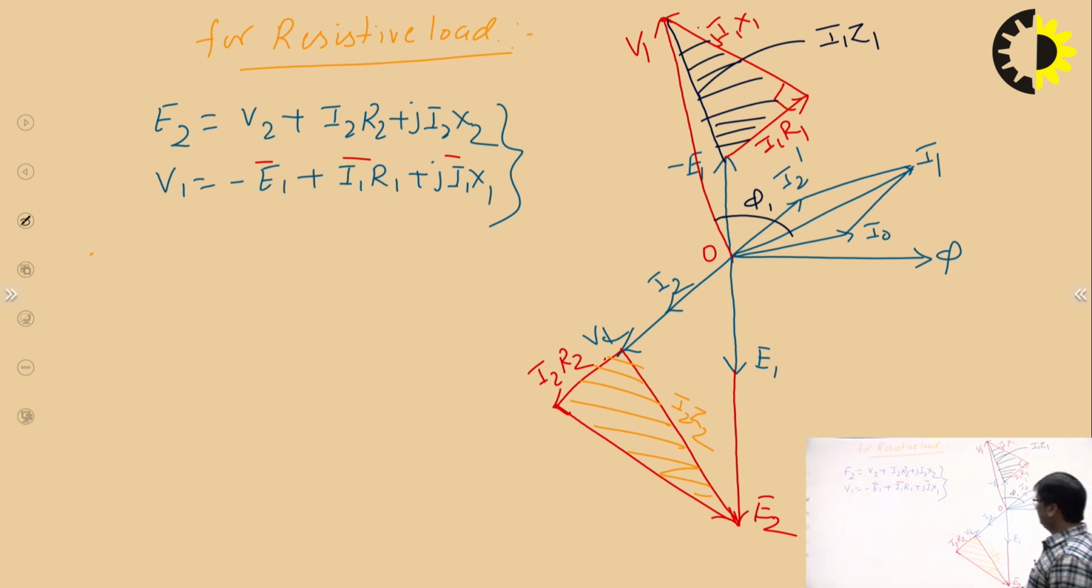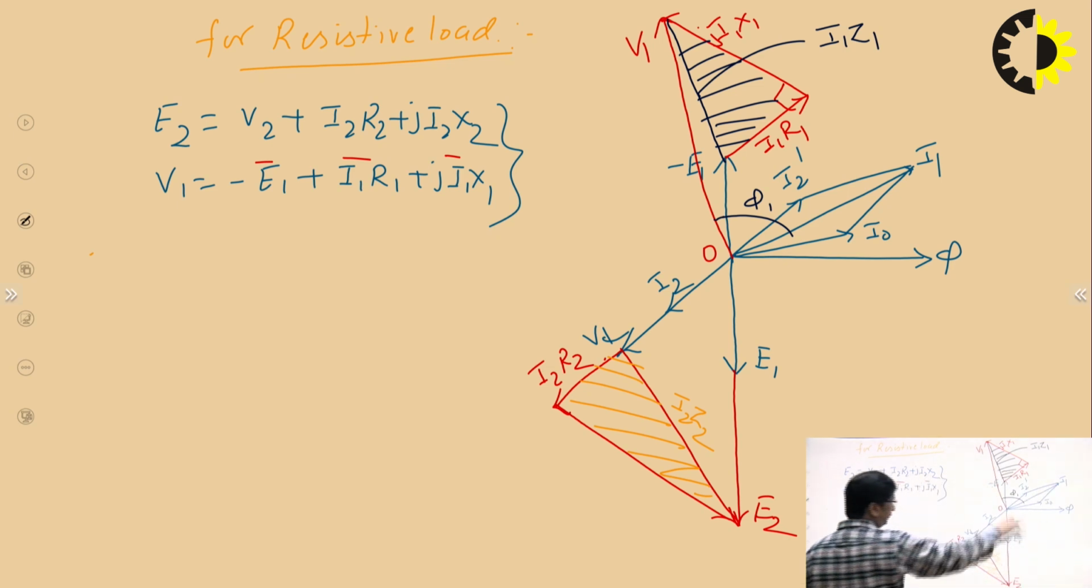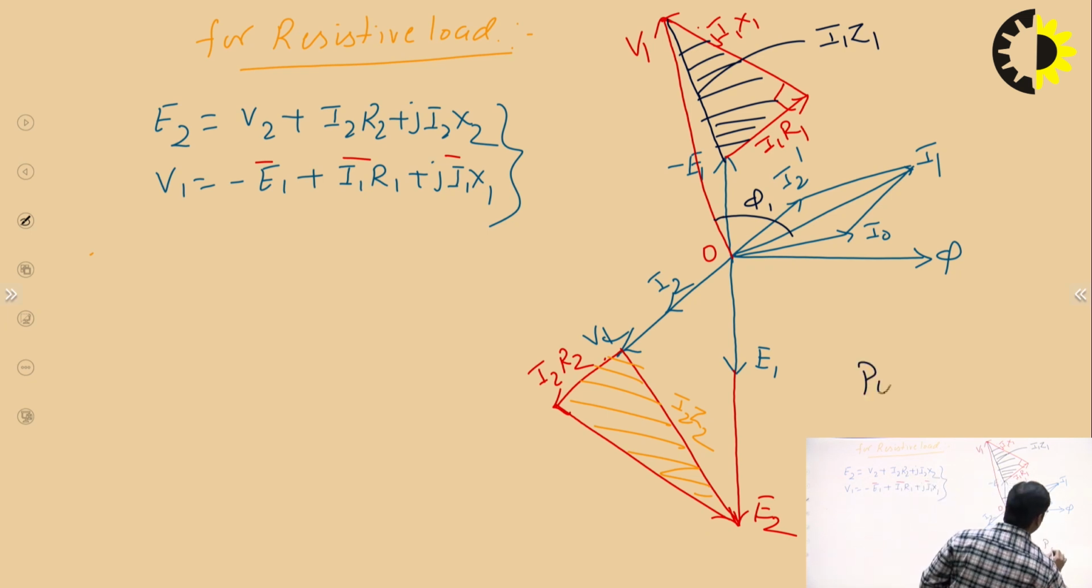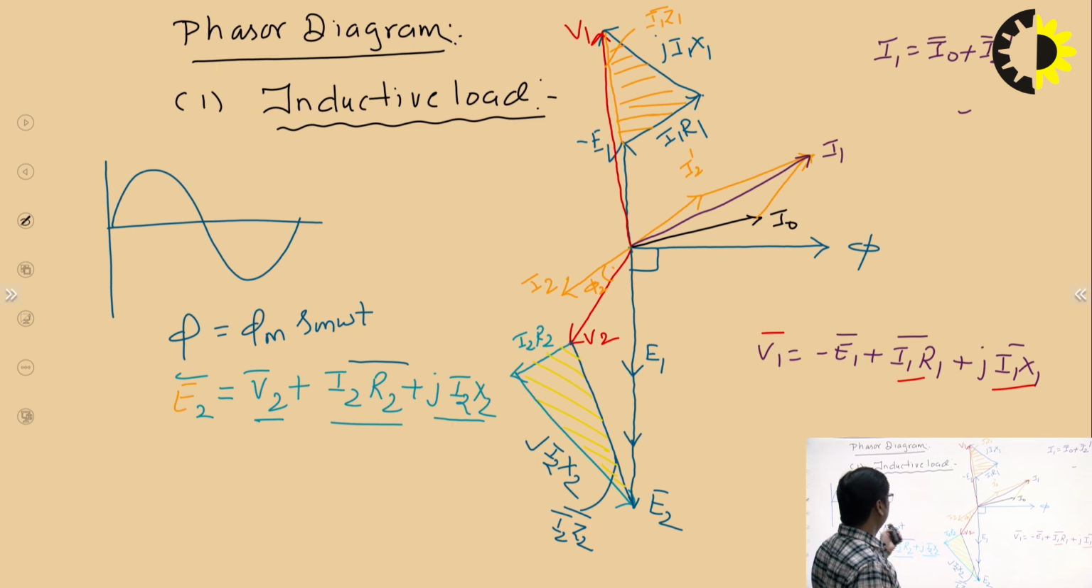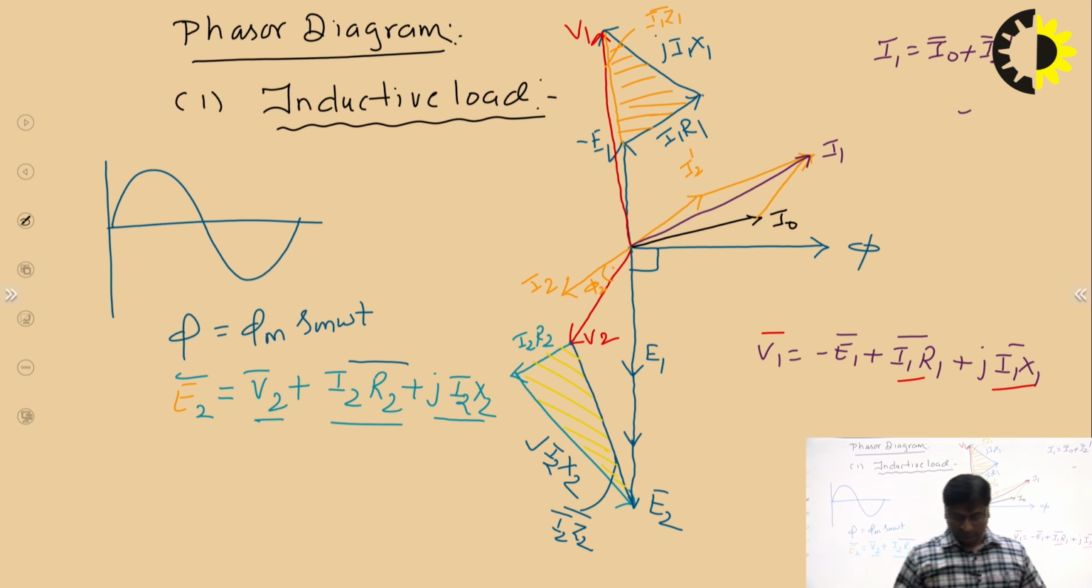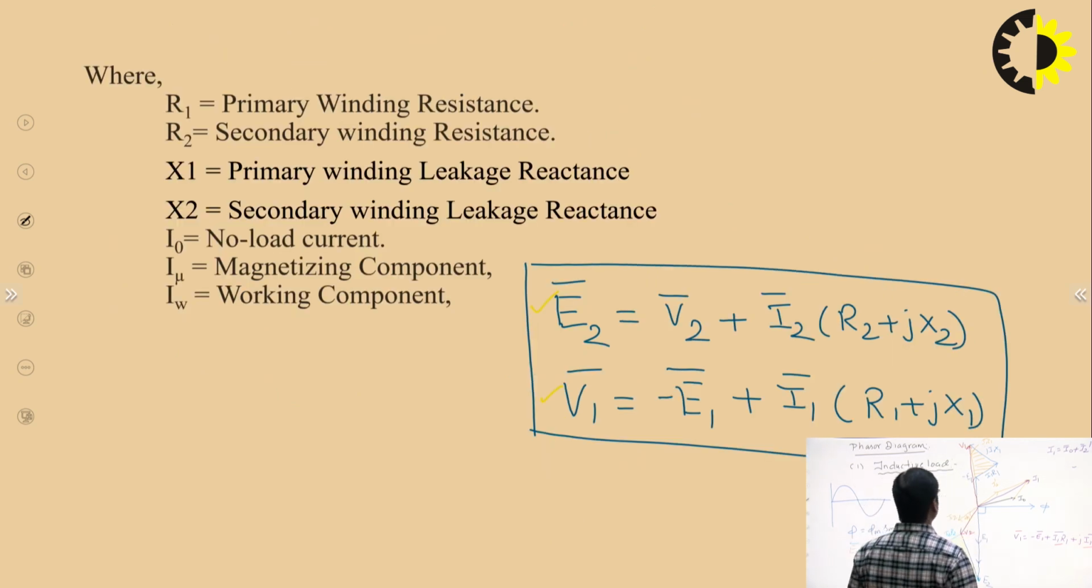So now you can see that we have drawn this for the purely resistive load. The previous one is for the capacitive load, and the first one is for the inductive load. This phasor diagram is very important from the analysis point of view, whenever we need to calculate the voltage regulation. So it is required for the analysis.